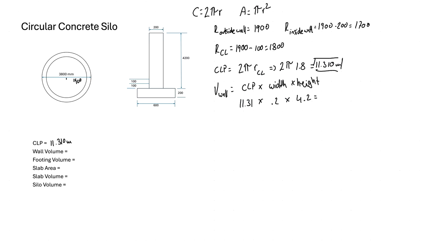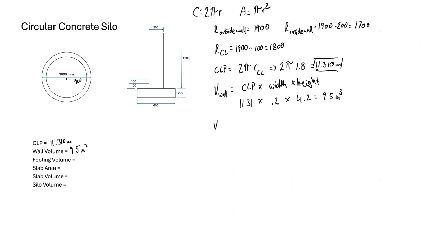Comes out with 9.5 meters cubed, right? Because we're finding a volume, we're doing meters times meters times meters. So 9.5 cubic meters of volume and of concrete, of course. Excellent. So now we move on to the volume of the footing.